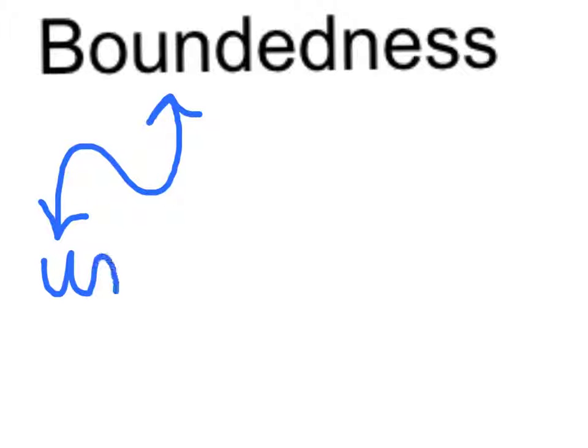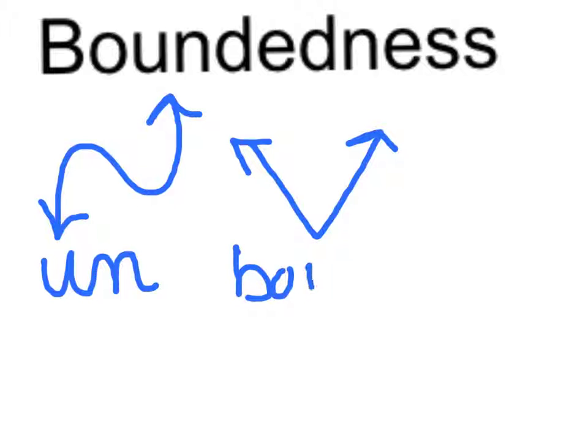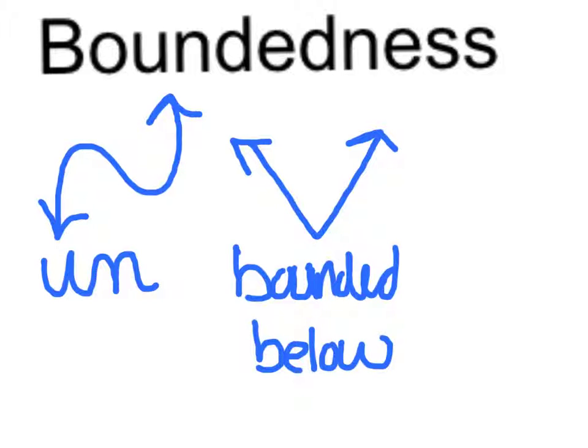When you're asking questions about boundedness, you're just looking at the graph. This goes up forever, it goes down forever, it's unbounded. If you look at a graph of an absolute value, this graph would be bounded below. So to answer boundedness questions, you take a look and just say if it is or if it isn't.